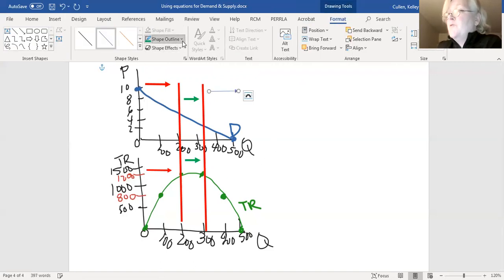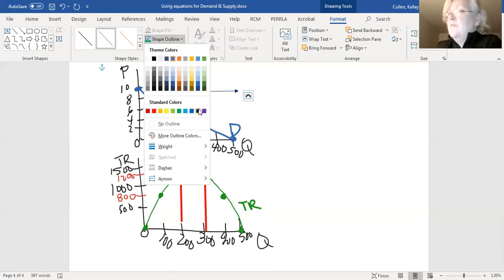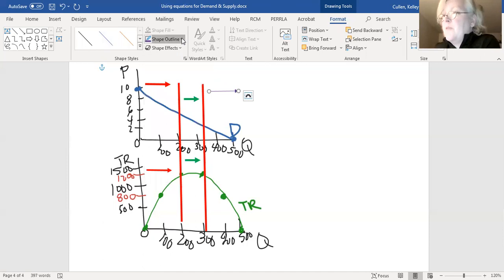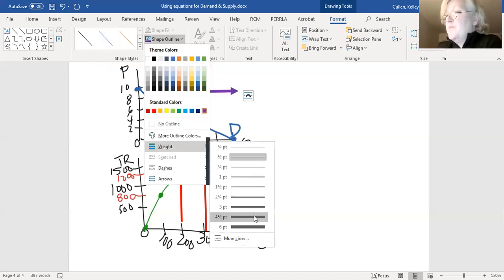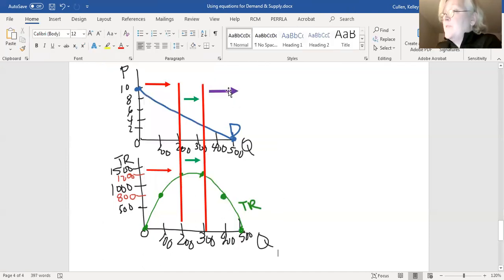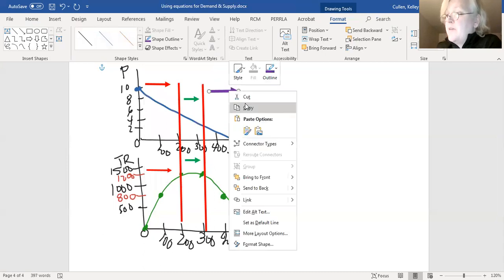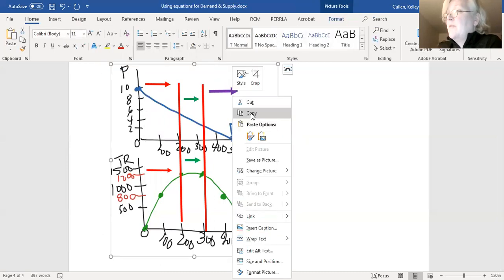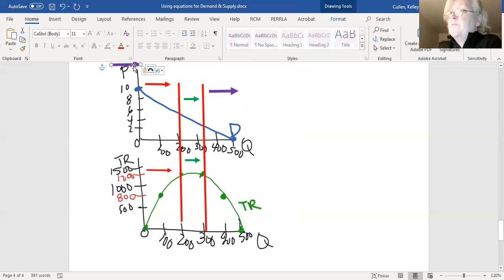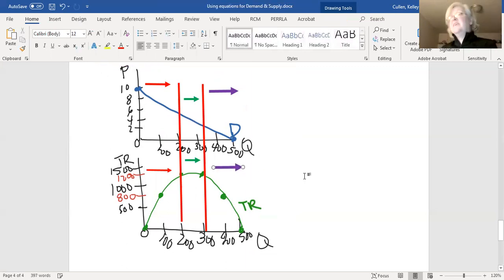Let me do something that stands out. Let me do a purple. I like purple. Purple's a good color. And then make him super big. There we go. And then I'm going to copy that guy and paste him down here. So this guy on this side, that's the inelastic portion.